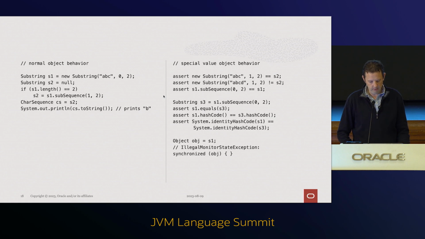So for example, if I allocate another one using the same parameters, that's equal to the S2 that comes from the left. Whereas if I use a different underlying string, even though this is a lazy operation, so the underlying data is different, but the bit that I'm extracting is the same, that's a different object.